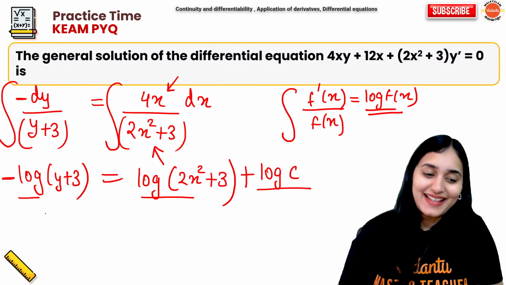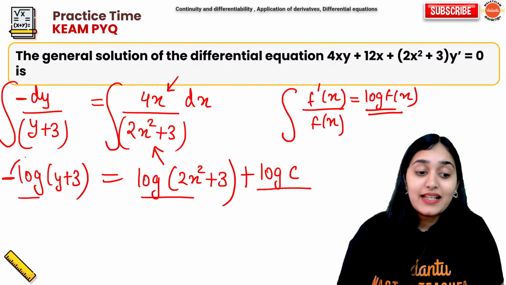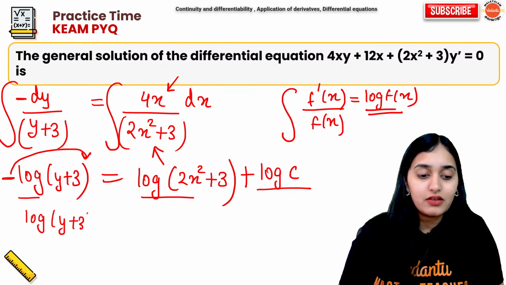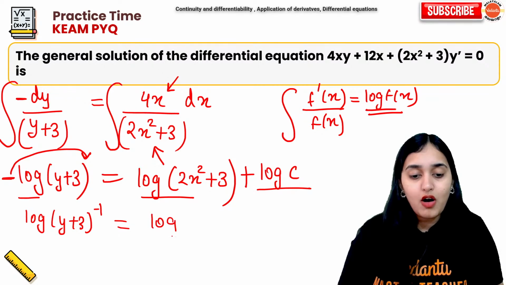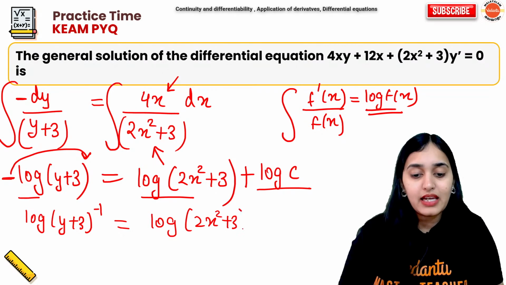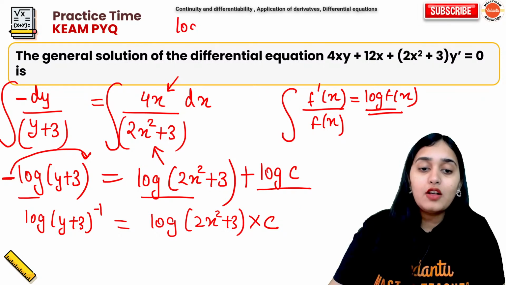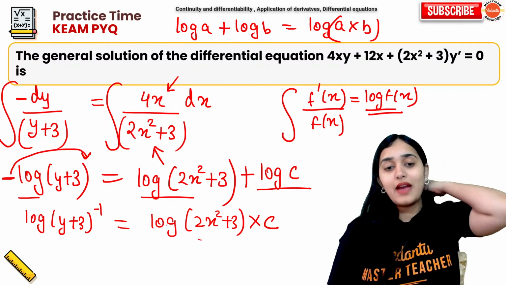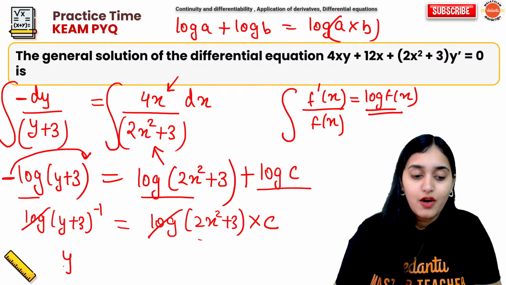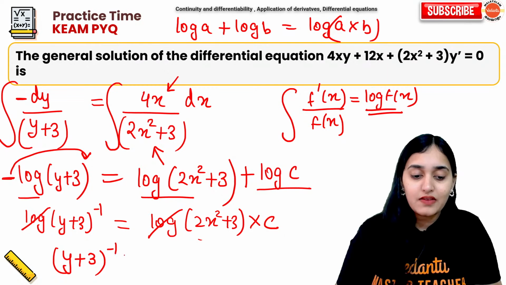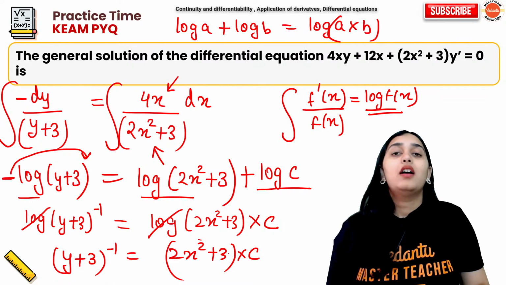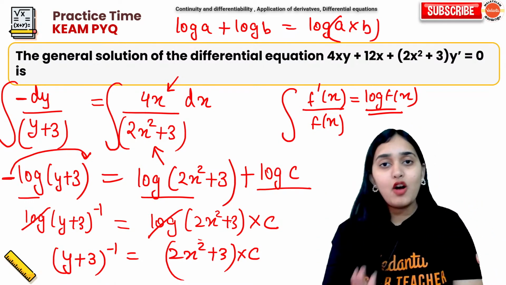Okay. Now let's simplify this. So the minus sign will go to the power. So this will become log of y plus 3 to the power minus 1 is equal to log of 2x square plus 3 into c. Why? Because log a plus log b is log a into b. Remember this formula. Now log cancelled. Y plus 3 to the power minus 1 is equal to 2x square plus 3 into a constant. Now basically bring everything on one side.